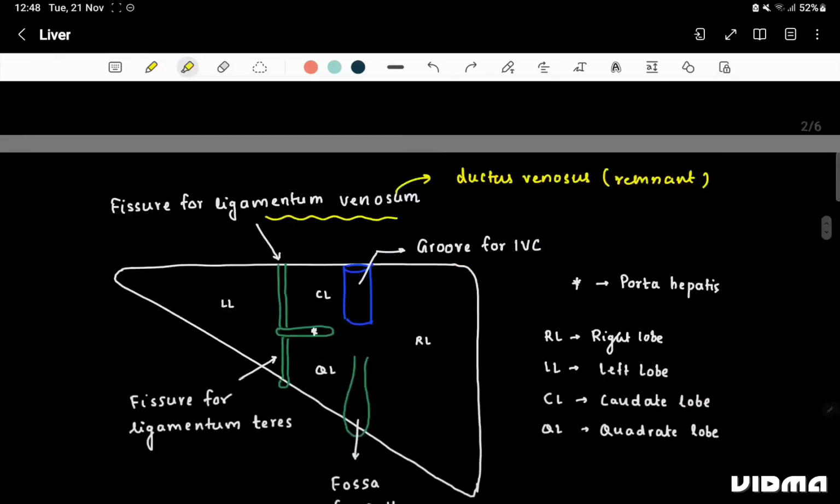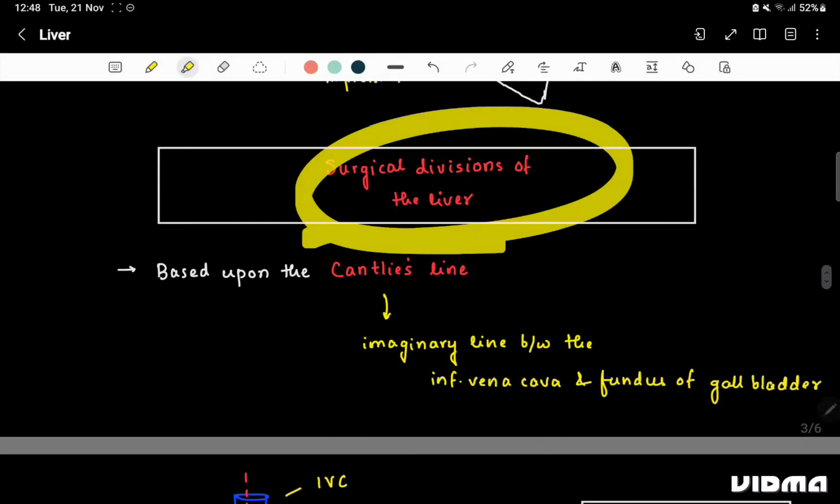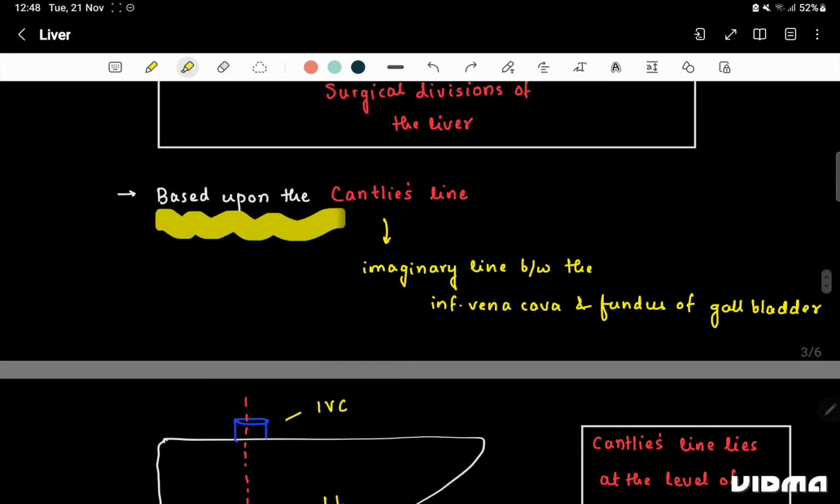Let's move on. These are all about your liver, visceral relations and all. Let's discuss the surgical divisions of liver. These are surgically very important. Liver is an organ which is surgically very important, because we have to sometimes remove the segments, the surgical segments, and it is asked also in the various exams, in PG and all.